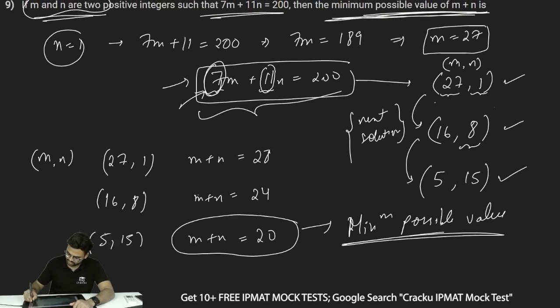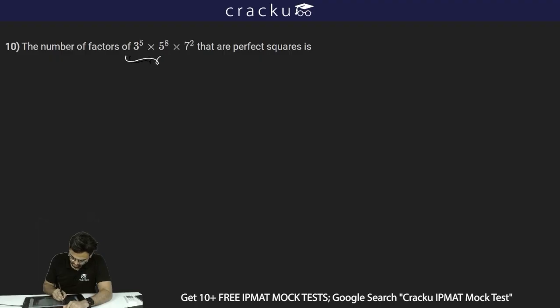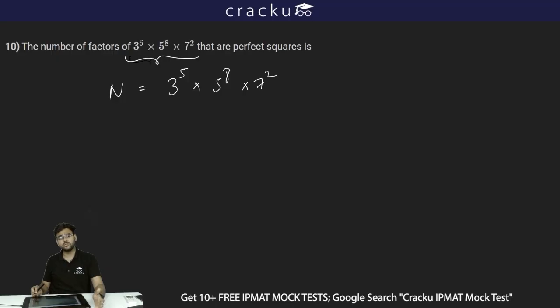And thus I can say the answer to this question will be 20. The number of factors of 3 to the power 5 into 5 to the power 8 into 7 square that are perfect squares is... Okay, so my number is 3 to the power 5 into 5 to the power 8 into 7 square. Now I need to find out the perfect square.